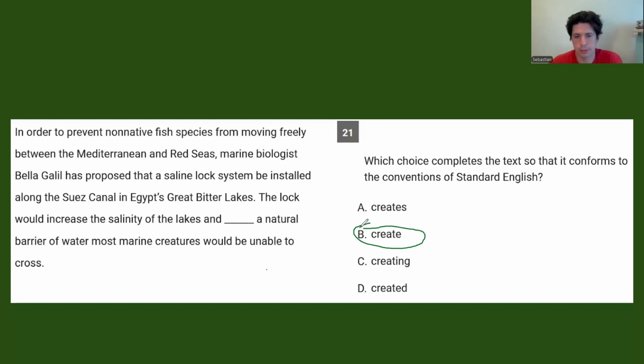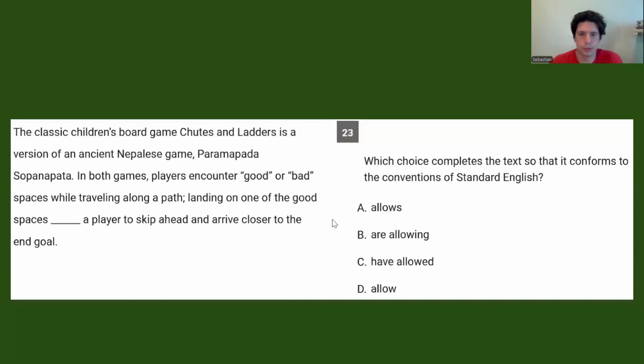Okay, now let's go to the next question, 23 from Module 2a of Bluebook Test 1. The classic children's board game Chutes and Ladders is a version of an ancient Nepalese game. I did not know that. Paramapada, Swapanapata. We should really call it that, actually. In both games, players encounter good or bad spaces while traveling along a path. Landing on one of the good spaces blank a player to skip ahead and arrive closer to the end goal.